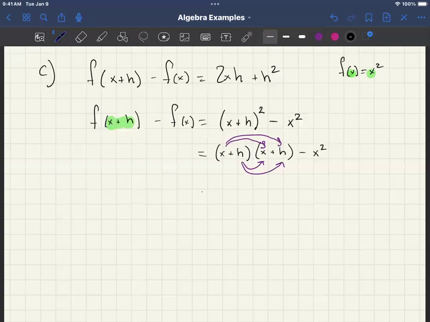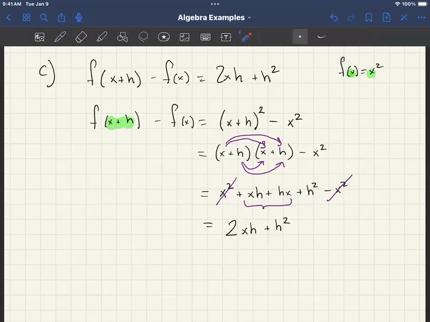Okay, so we're going to distribute now. We get x times x gives us x squared plus x times h plus h times x plus h times h, or h squared, minus our x squared. We have two copies of x squared, one addition, one subtraction, so those two are going to cancel. And now we have xh plus hx. Those are the same thing. So we have two copies of those and one copy of our h squared. All right, that is beautiful.